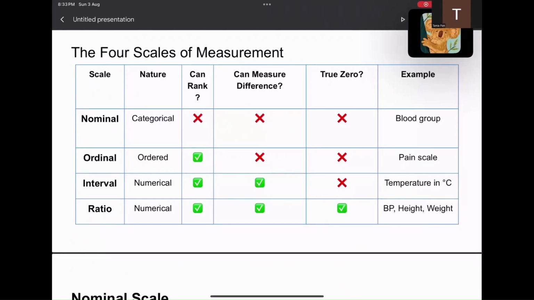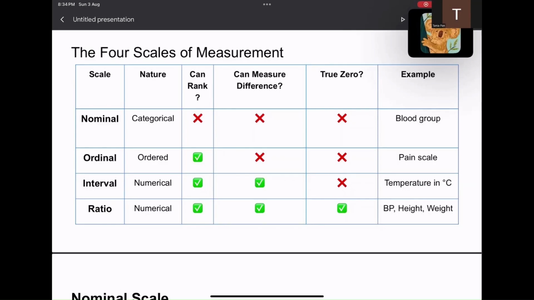The 4 scales of measurement. We have the data. Then how do we measure? The scales are categorized into 4 scales: nominal, ordinal, interval, and ratio. Nominal scales are for categorizing categorical data that cannot be ranked, the difference in their measurement cannot be defined, and they do not have a true zero.